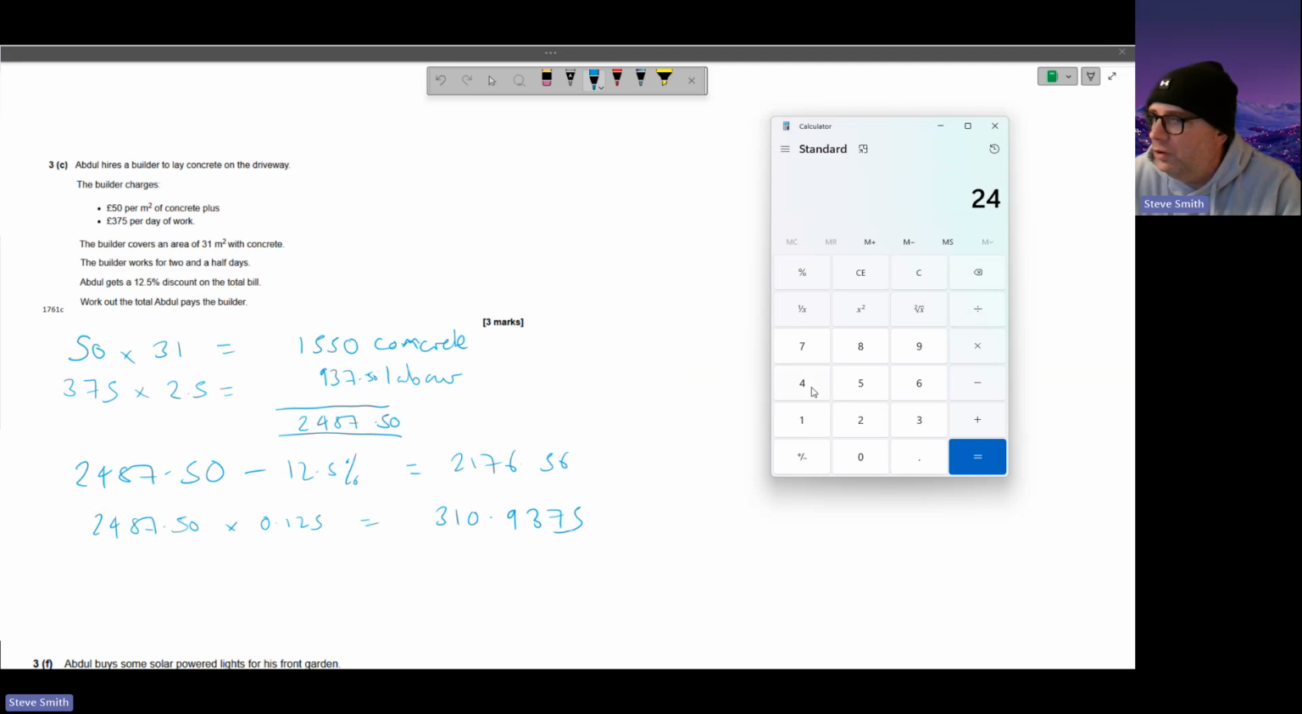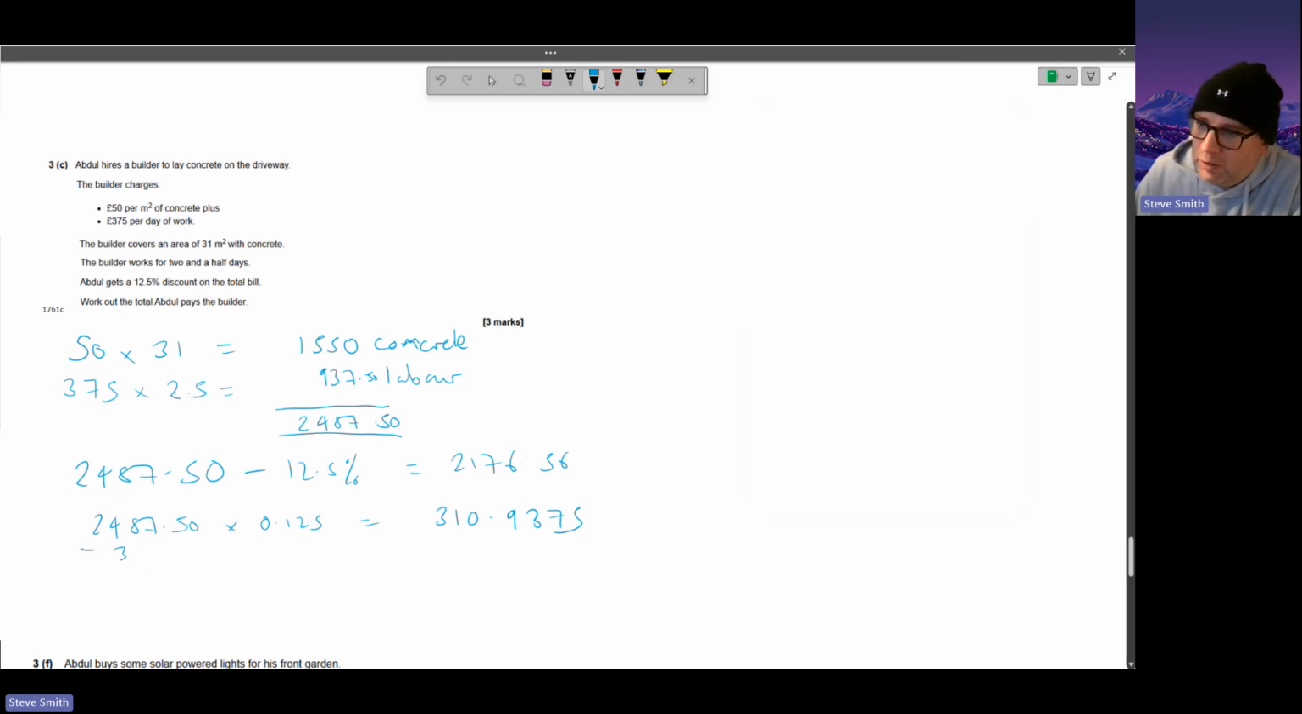And take away that number. So 2487.50 minus our discount 310.9375 equals, as you can see, we're back at that number again. Okay, so it's the same number. We've just done it a different way. We've found out what 12.5% is by multiplying by 0.125 and then taking away this amount, 310.9375, which equals the same as before.